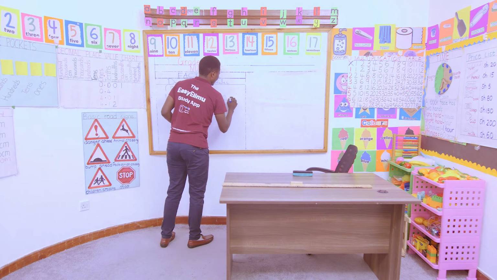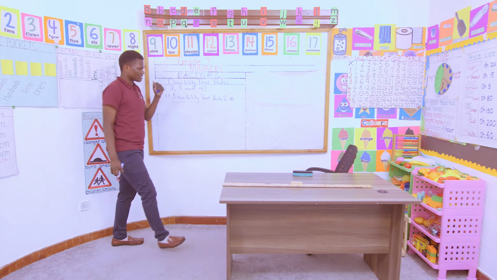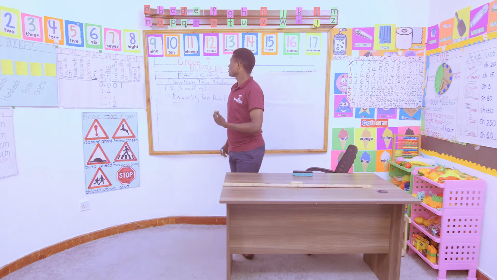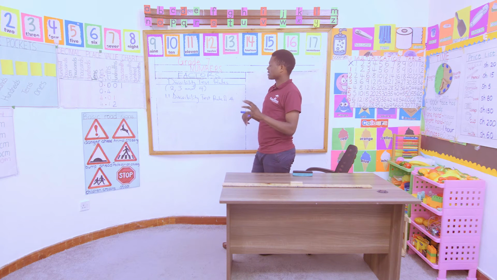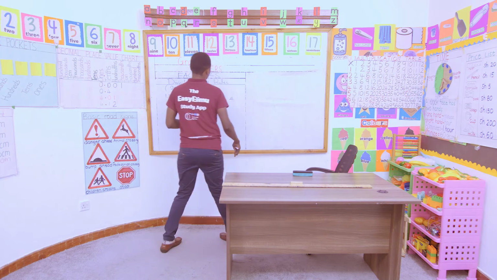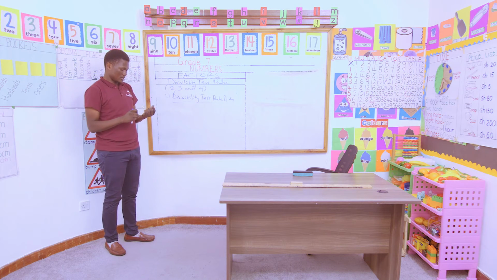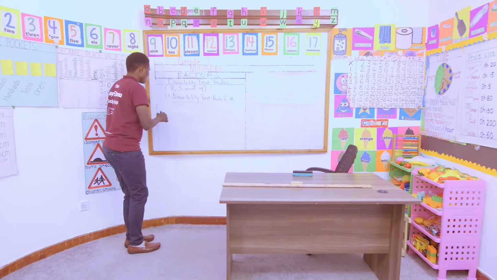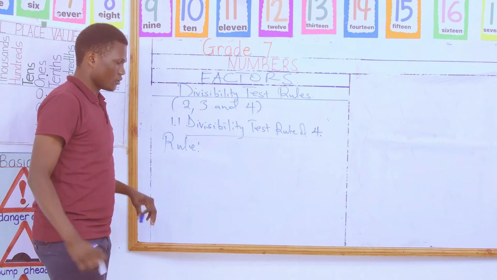Divisibility test rule 4. So, having discussed the divisibility test rule of 2 and the divisibility test rule of 3, now let us talk about the divisibility test rule of 4. Then after that, I can give you some questions for you to be able to retain your understanding in the same area. So, straight away, let us state the rule.